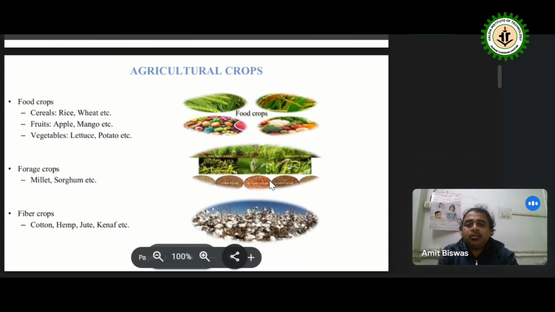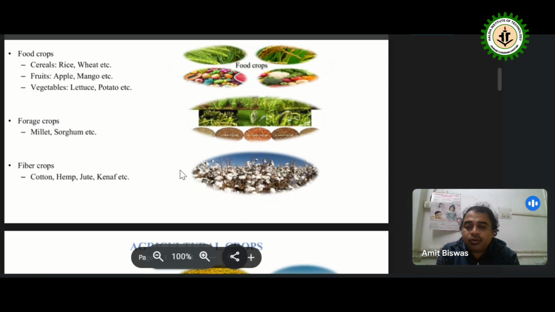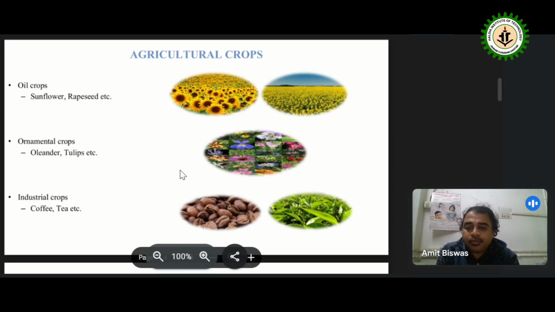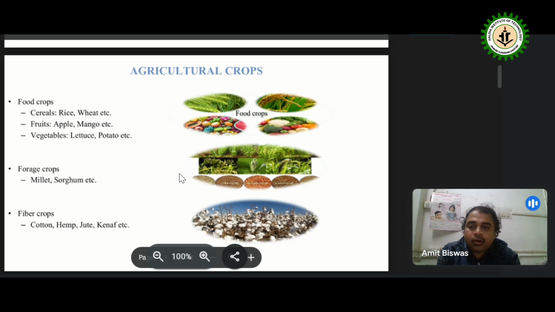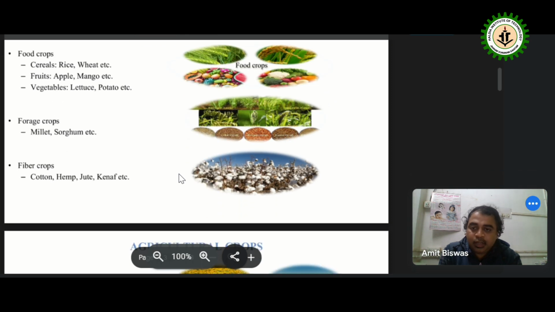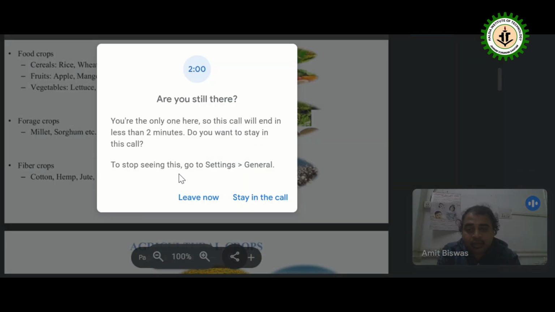So now the agricultural crops. What are the different agricultural crops? One is food crops, forage crops, fiber crops, oil crops, ornamental crops. Another one is industrial crops. Among food crops, the cereals, fruits, and vegetables: like rice, wheat among the cereals; apple, mango among the fruits; lettuce, potato, brinjal among the vegetables. Forage crops cover the millet, sorghum.